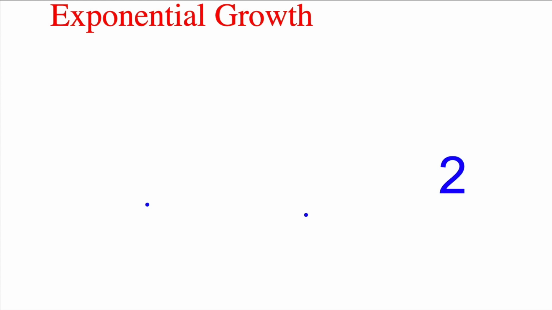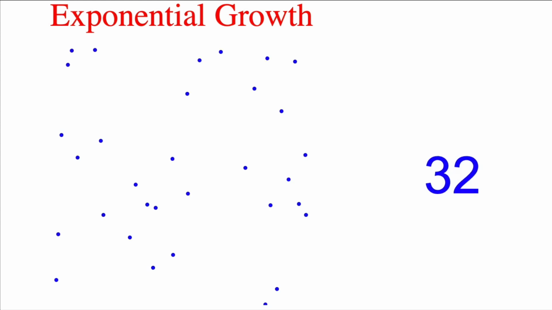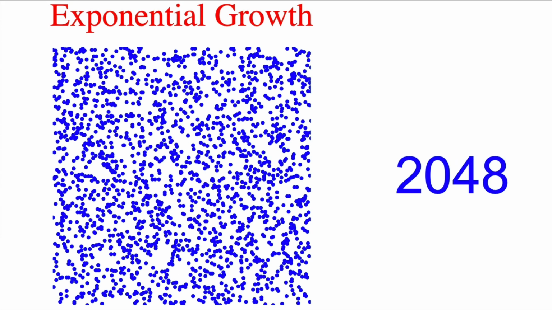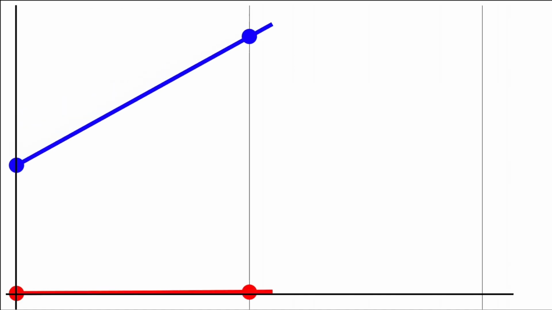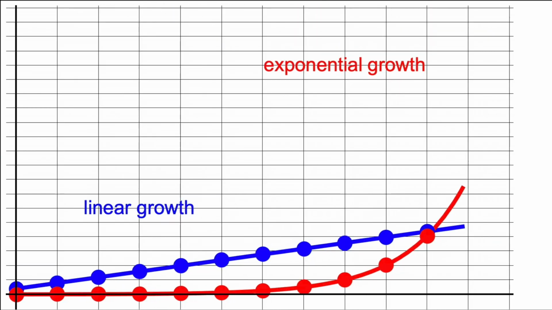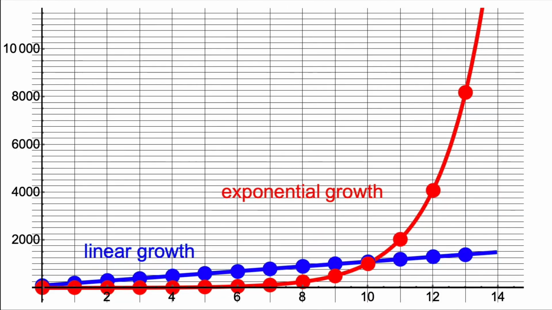On the other hand, exponential growth, while it can start out slow, can eventually grow incredibly fast. Here, the number of dots doubles for each time step. Here's a graphical comparison. The linear growth in blue is a straight line, while the exponential growth in red is concave up and eventually grows very rapidly. Exponential growth always beats out linear growth in the long run. We say exponential growth dominates linear growth.